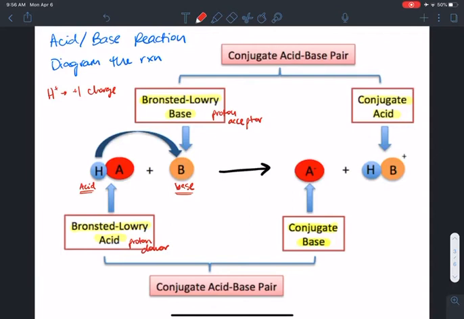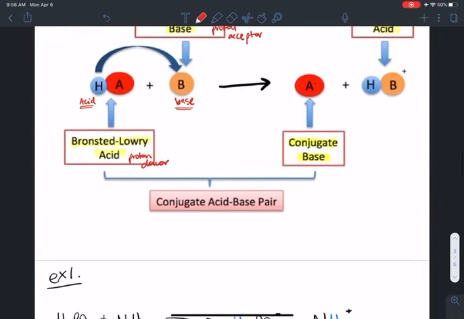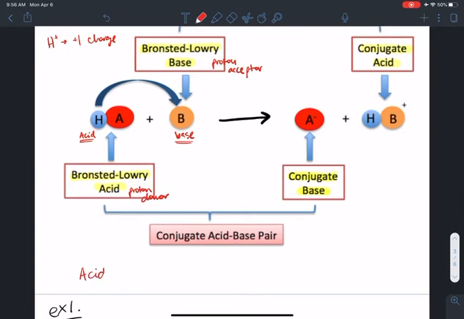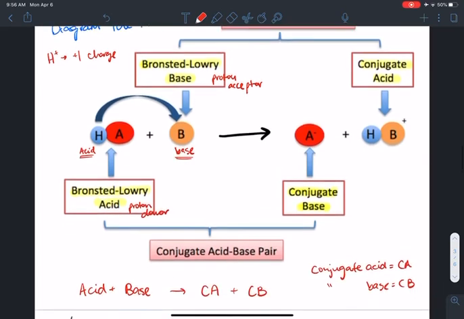And I hope you see that on the product side, if this reaction went in the reverse direction, it would be molecule HB that would be donating a proton, which would make it the conjugate acid. Okay, so the fully diagrammed reaction is going to always have an acid plus a base giving us a conjugate acid and a conjugate base. I abbreviate those Ca and Cb. So conjugate acid, conjugate base.